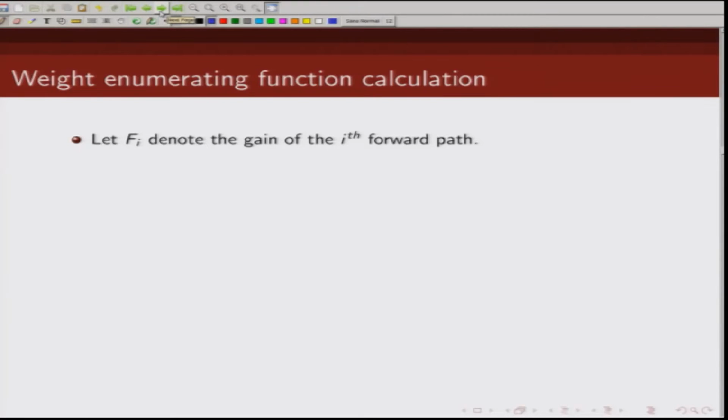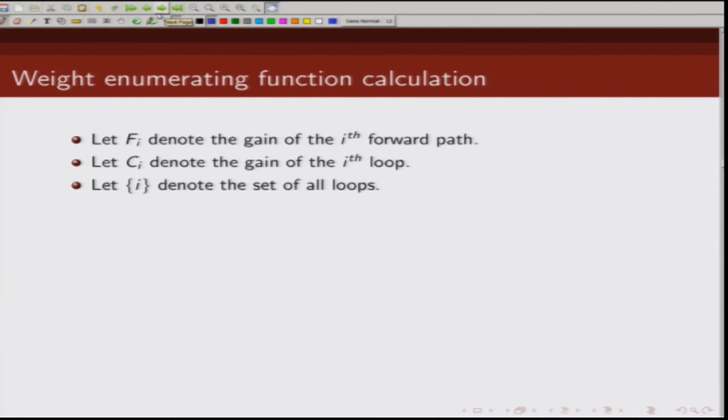Now, let us denote by f sub I the gain of the ith forward path, and let Ci denote the gain for the ith loop. We denote by this the set of all loops. Similarly, this set of I and j will denote the set of all pairs of non-touching loops.